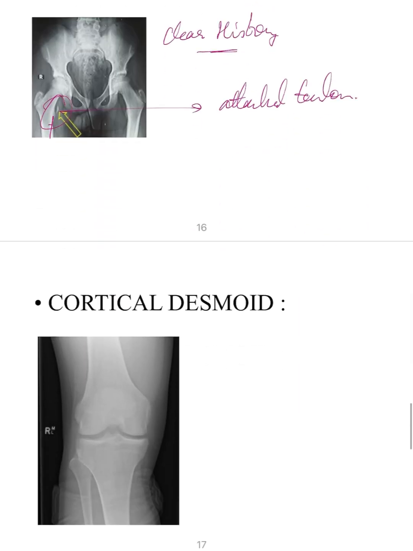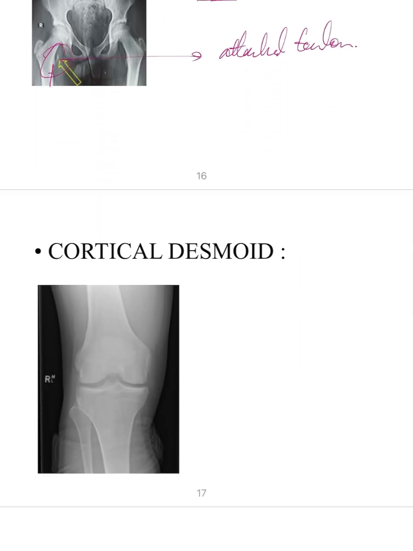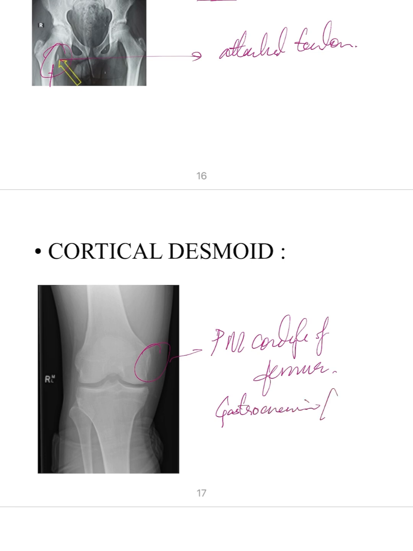Other than that, there is one more important entity called cortical desmoid. It has a very typical location, the posterior medial condyle of the femur. This is because of repetitive pull, repetitive microtrauma, at the site of attachment of the medial head of gastrocnemius and adductor magnus. It is bilateral in 50% of cases, and hence any malignancy can be ruled out. Biopsy should not be performed in such cases.